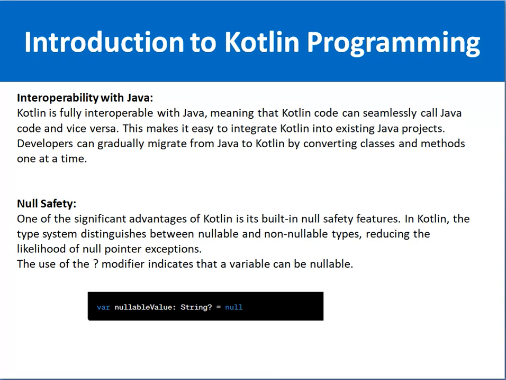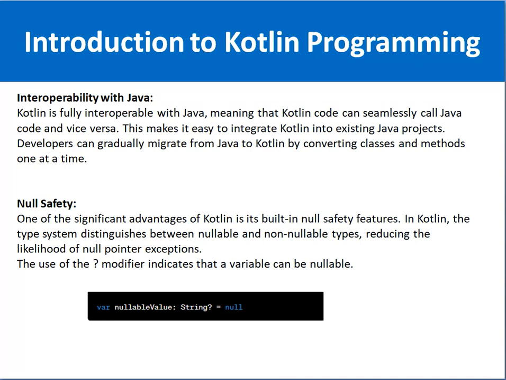Next is interoperability with Java. Kotlin is completely interoperable with Java. That means you can call Java code from a Kotlin program, and vice versa, you can call Java from Kotlin or Kotlin from Java. Okay, so that is possible.